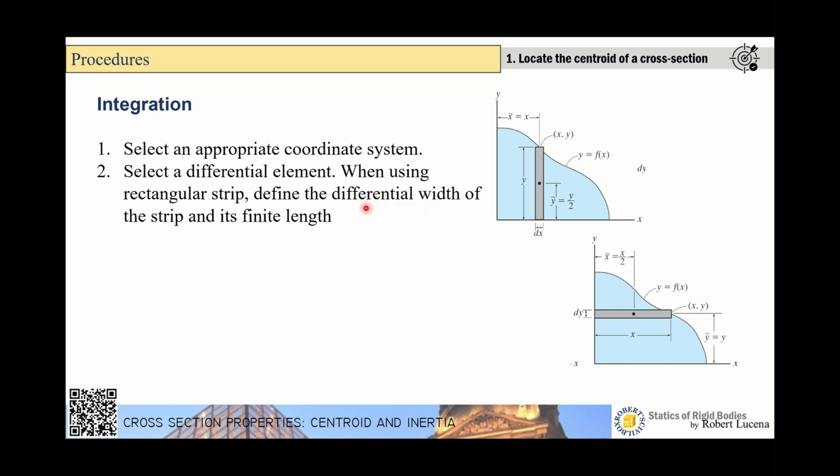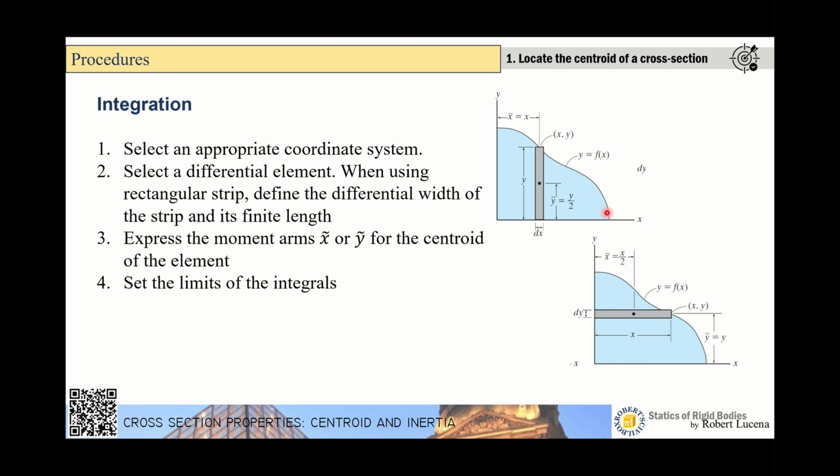Now we have to define the differential width. For a vertical strip, you use dx. For a horizontal strip, you use dy. Now, it is important for us to properly address the moment arms. So x curl or y curl represents the centroid of the differential strip measured from the desired axis. X curl is used if you want to measure the first moment from the y-axis. If you want to locate the centroid from the x-axis, you use y curl. Similarly for this one.